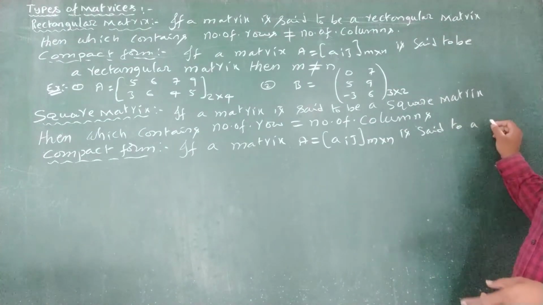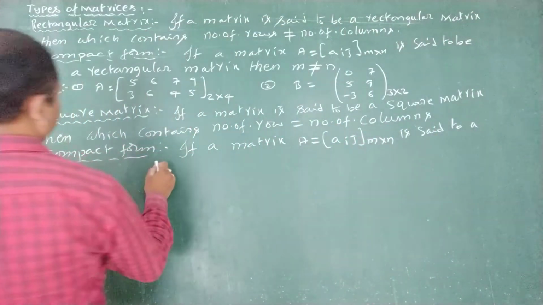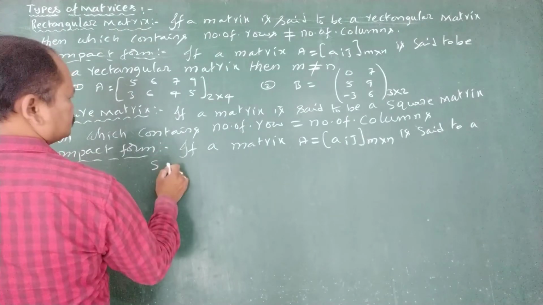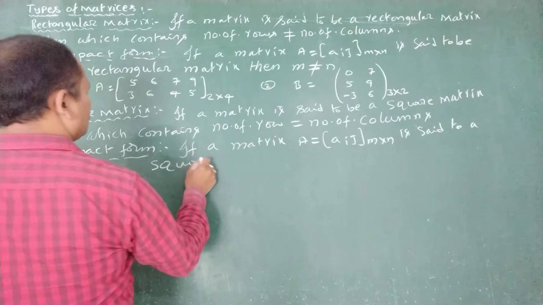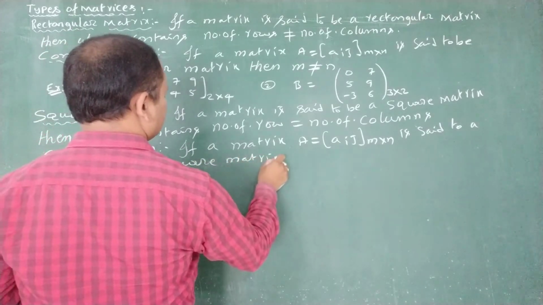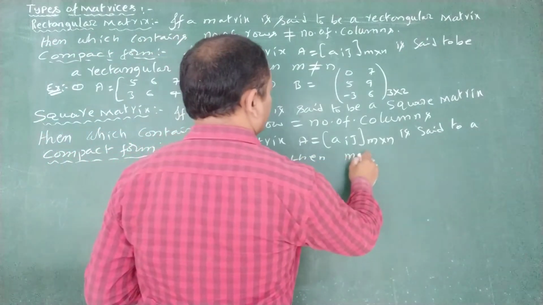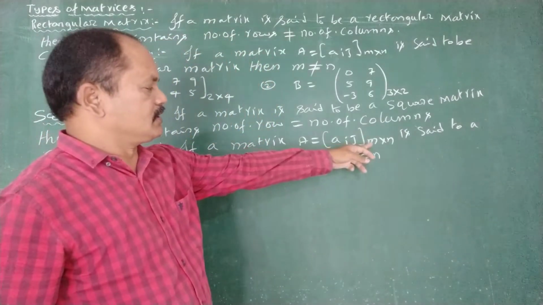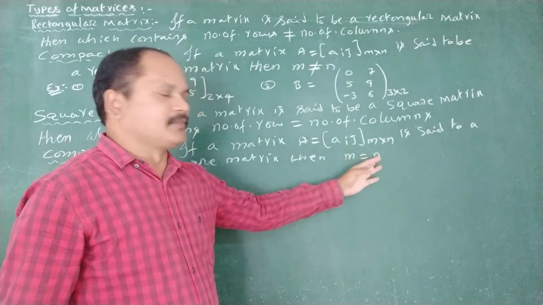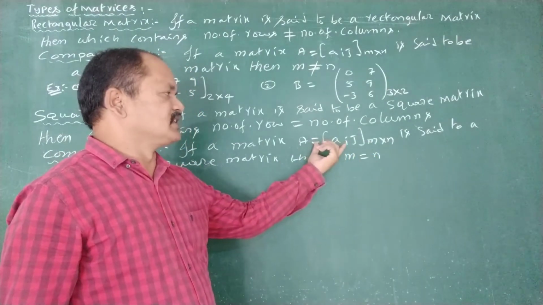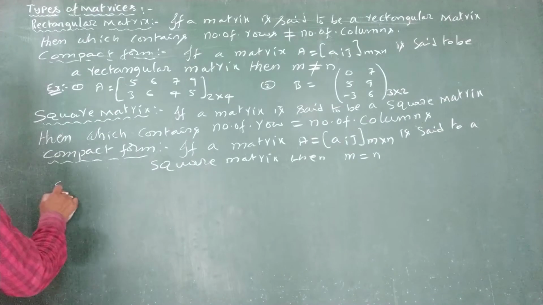If it is said to be a square matrix, then m is equal to n. Here m represents the number of rows and n represents the number of columns. That's why the number of rows is equal to the number of columns. Then this matrix represents a square matrix. Now, examples. Example 1.